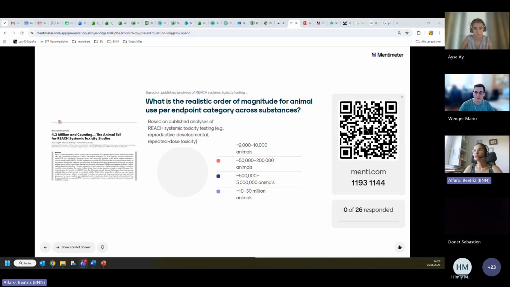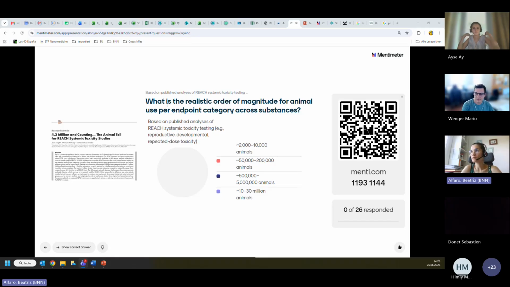Based on published analysis of rich systematic toxicity testing, for example reproductive, developmental, and repeated dose toxicity, what is the realistic order of magnitude for animal use per endpoint category across substances?